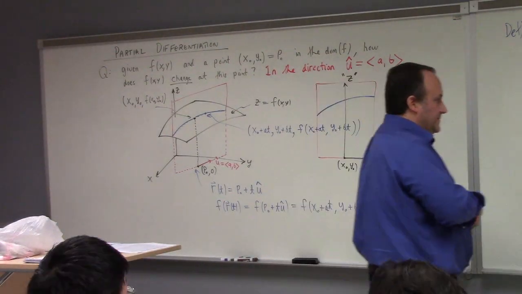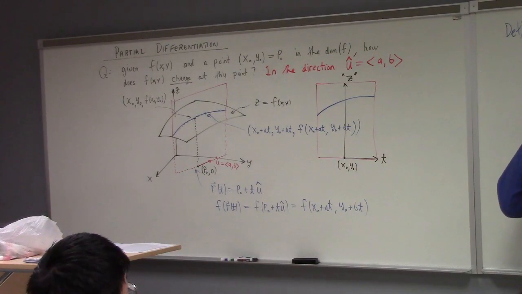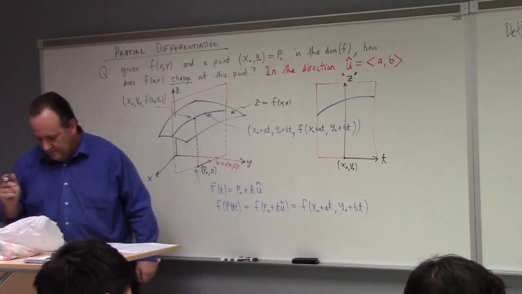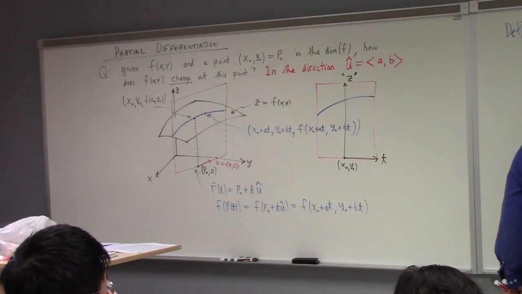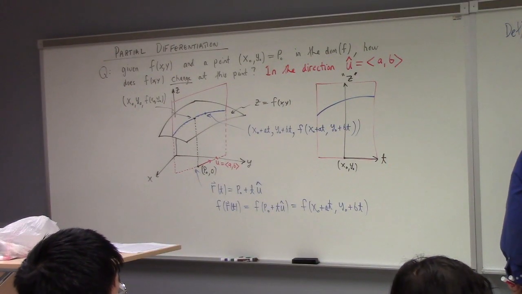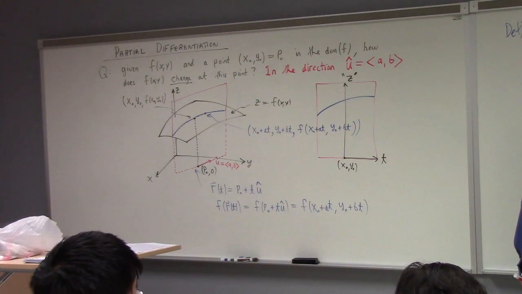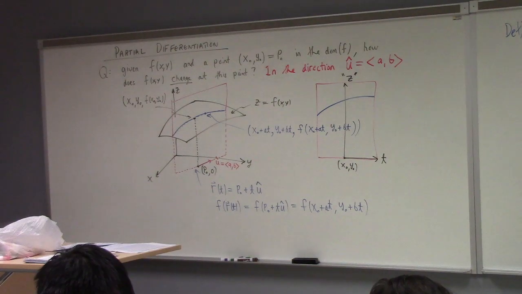And that is the limit. Actually, let me see. I'm sorry, I keep forgetting what my definition was. Oh, yeah, I did take the limit. Limit as t goes to 0 of f of x naught plus at comma y naught plus bt minus f of x naught y naught, all divided by t.